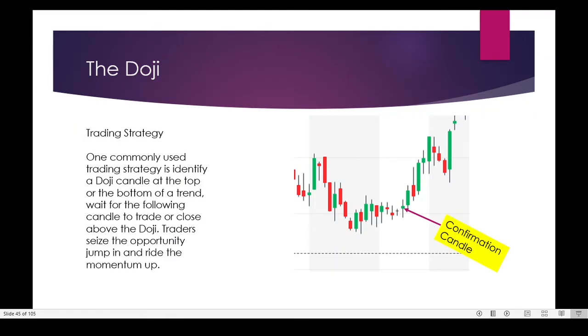Now, trading strategy. One commonly used trading strategy is to identify a Doji candle at the top of a trend or at the bottom of a trend. Wait for the following candle to trade or close above the Doji or be bullish. Traders will then seize this opportunity to jump in and ride that momentum up.